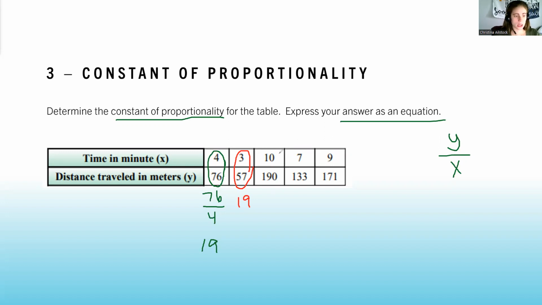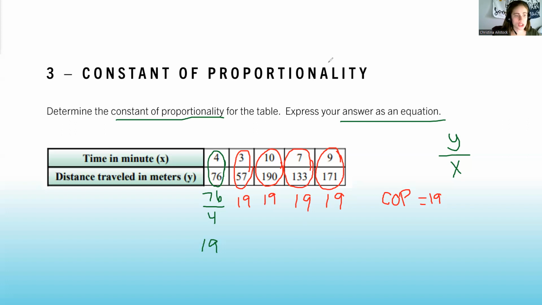So for the next one here, 190 divided by 10 would be 19. And then 133 divided by 7 is also 19. And last but not least, 171 divided by 9 is 19. So they're all the same, which does help us confirm this is a proportional relationship. And we found that our constant of proportionality is 19.